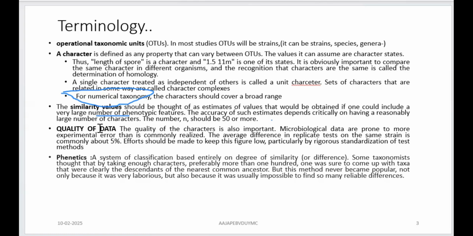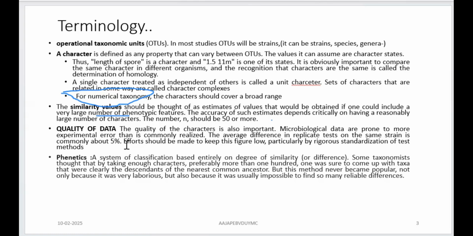Now when you are checking the similarities or dissimilarities, quality of data matters. That is what we are experiencing in the practical also, right? We have seen what kind of problems you will come across when you are finding out the biochemical properties and responses of the organism, and how the data obtained will not be consistent. Of course, in spite of taking all possible precautions and very stringent working, it has been found that microbial data are prone to more experimental errors than is commonly realized, and the average difference in replicate tests on the same strain is commonly about 5%.